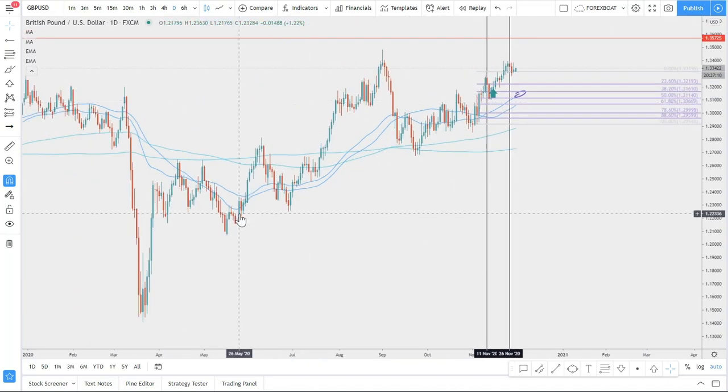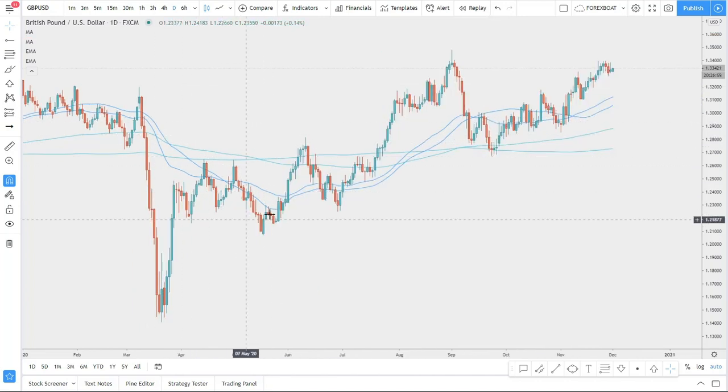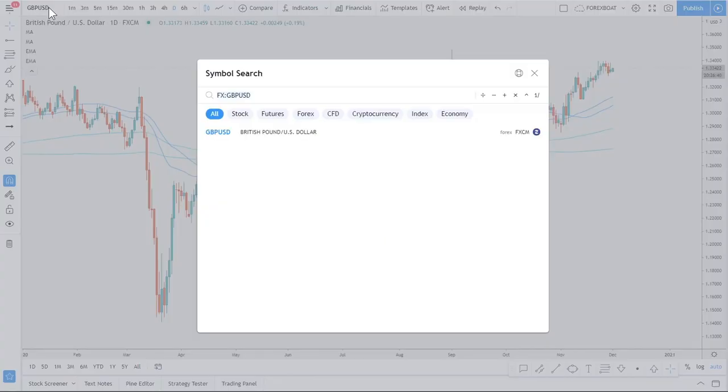Another interesting way to look at the pound is to look at the correlated currency pairs. Now let's remove all drawings, because many times while the cable is showing the bullish trend, other correlated pairs are showing a bearish trend. So we need to make sure whether it is the pound driving the pair or the dollar. And in our case, let's just look into pound Swiss franc.